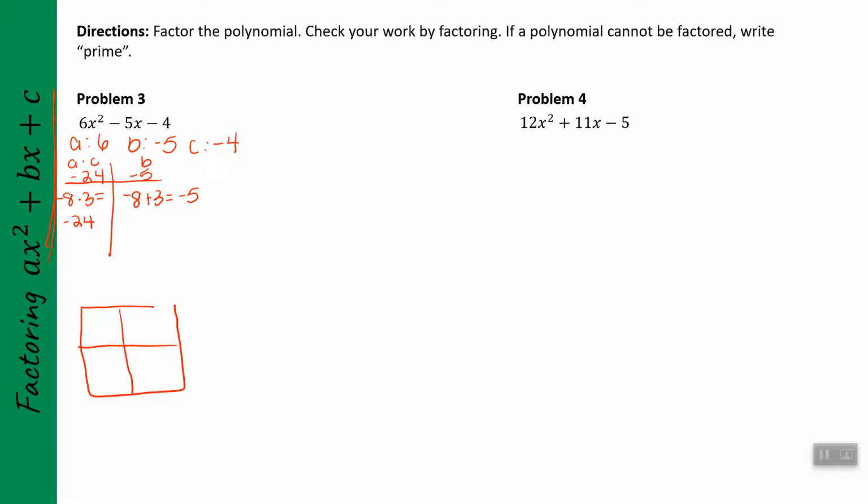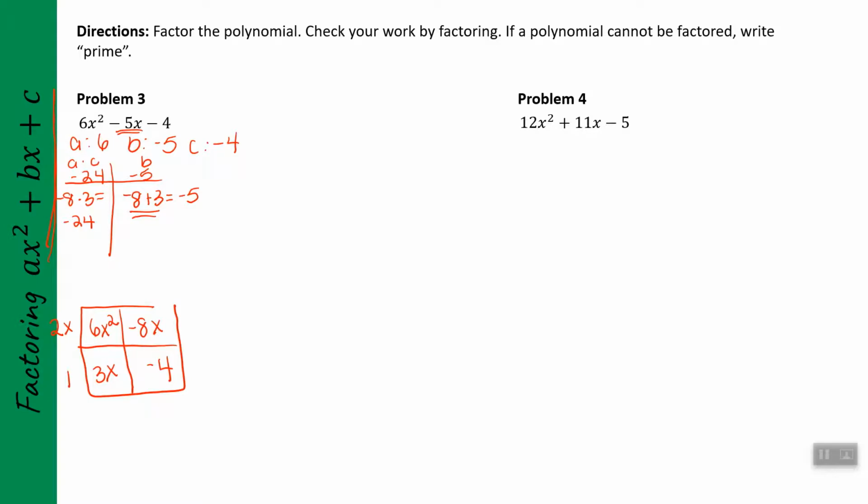First box is always the first term, 6x squared. Last box, always my last term, is negative 4. And this middle term always gets split up into whatever my factors from my table were, so negative 8x and positive 3x. What's in common between 6 and 8? They both have a 2 in common, and they both have an x in common. Between 3x and negative 4, they don't have anything in common, so we're just going to put a 1 out here.